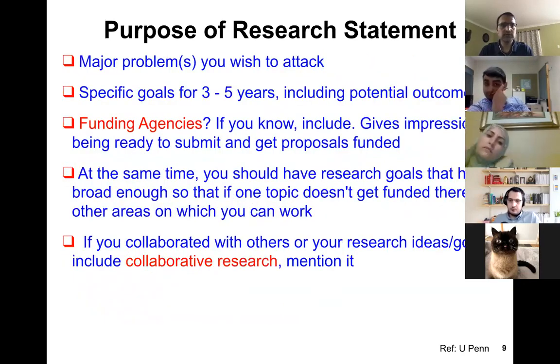So again, to summarize, what are the major problems you would like to work on? It's a general plan. They're not going to hold you to that plan when you arrive there, but it's a general vision for what you would like to work on for the next 3 to 5 years. As I mentioned, funding agencies. If you mention, for example, that this is research I'm planning to submit a proposal for to this or that funding agency, it gives the impression to the committee that you really thought not only about future research ideas, but also where you're submitting some of these research proposals.